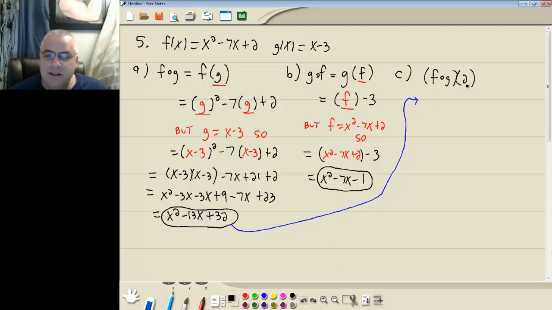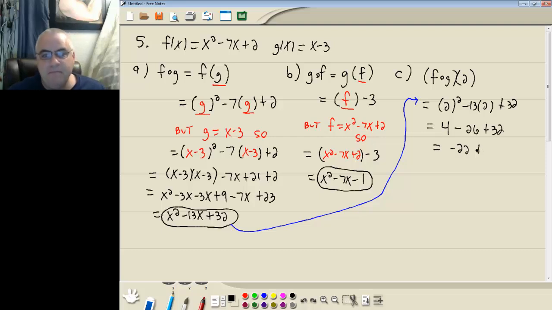So we're going to have 2 squared minus 13 times 2 plus 32. Again, I'm going through and putting 2 in everywhere I have an x. So we're going to have 2 squared, which is 4, minus 13 times 2 is 26, plus 32, which gives us negative 22 plus 32, which gives us 10, assuming I've done my basic math correct.